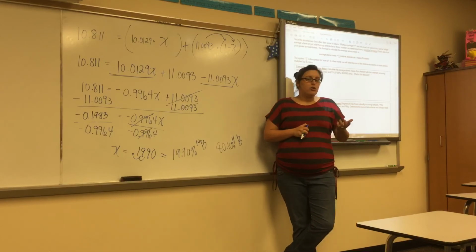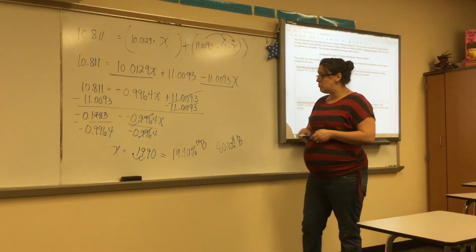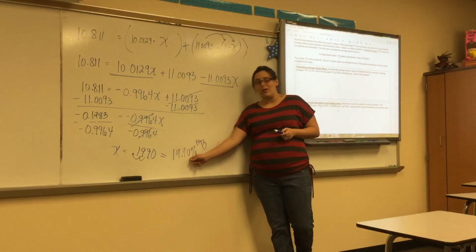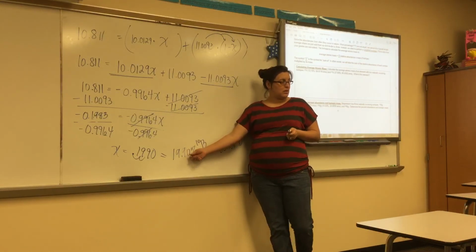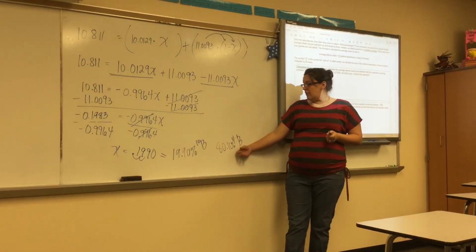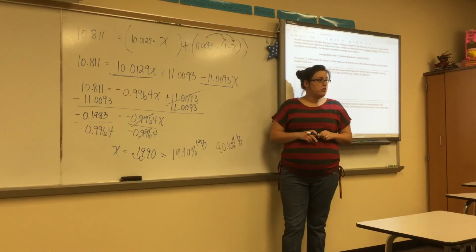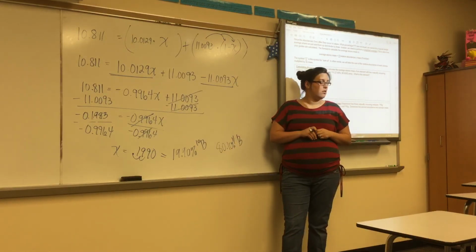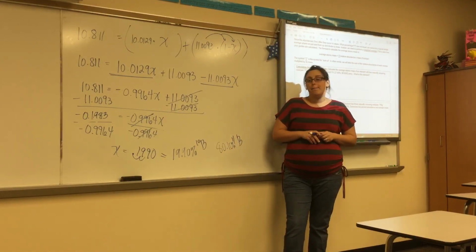So at the end of the day, our two percentages: boron 10 exists 19.90% of the time. Boron 11 exists 80.1% of the time. Those are my 2% abundances. Okay.